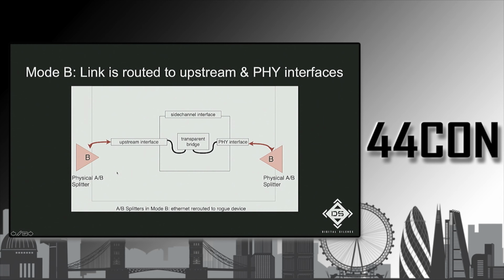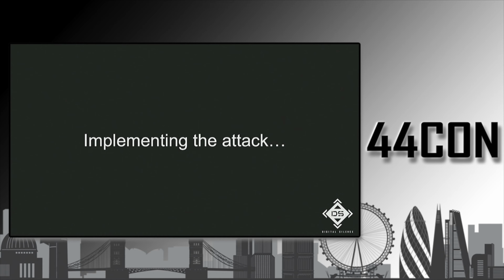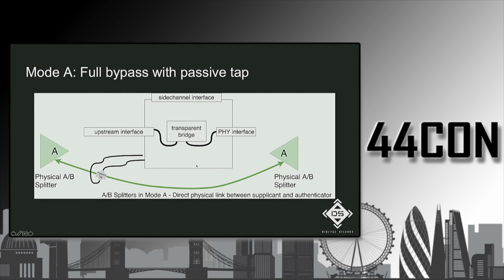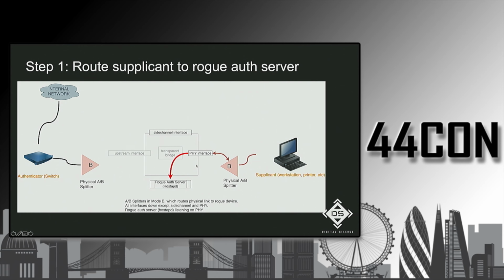So if we run the command to put the switches in the B position, now traffic is routed directly to the device, which puts our device directly between the supplicant and the switch. So you can kind of go back and forth like that. So, with this device, how do we implement the attack? Well, we start out in bypass mode, obviously.